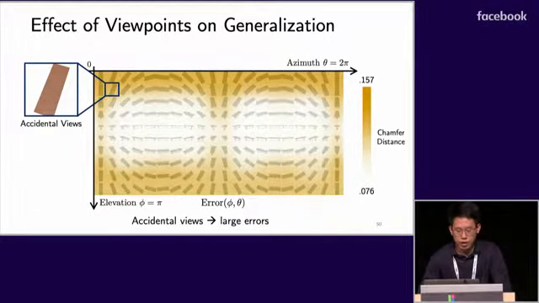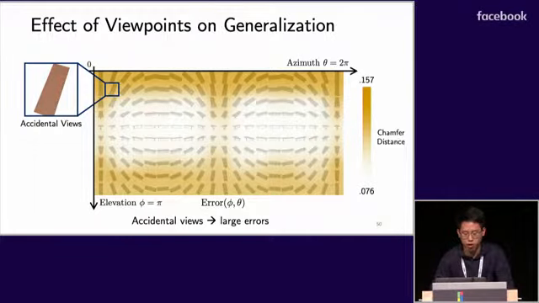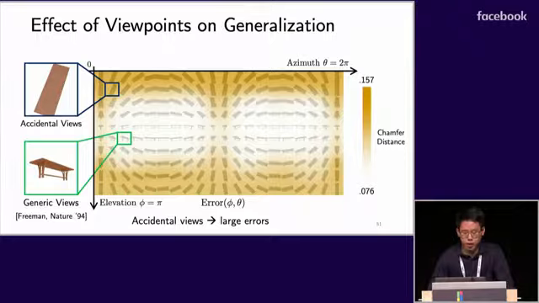The view enlarged here is an accidental view from which we have no clue what the table legs look like. As the heat map shows, accidental views lead to large reconstruction errors. In contrast, the green view below reveals its legs. We therefore call this view generic. Reconstruction from generic views have lower errors, consistent with our intuition. We hope this heat map could highlight the importance of input views in the problem of single image 3D reconstruction.